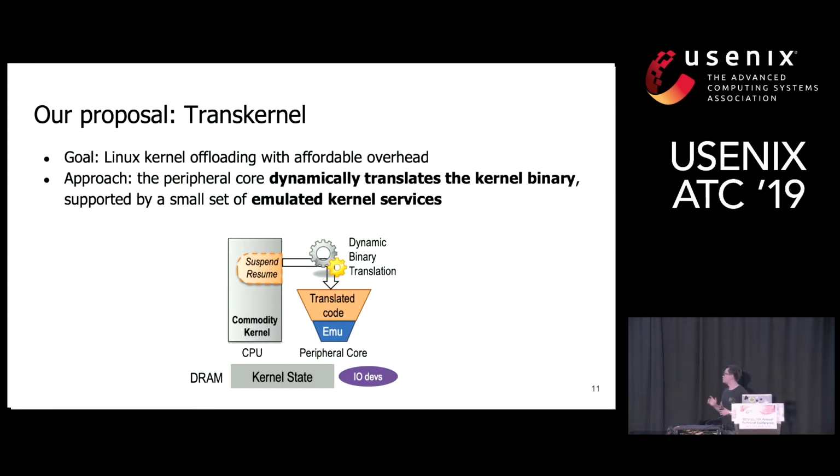Instead, our approach, called Transkernel, has the goal of offloading the inefficient device suspend resume code of the Linux kernel, running it on the peripheral core, however, with an affordable overhead and thus achieving energy efficiency. The approach is that the peripheral core dynamically translates the kernel binary and executes it. However, underneath, it's supported by a small set of emulated kernel services.